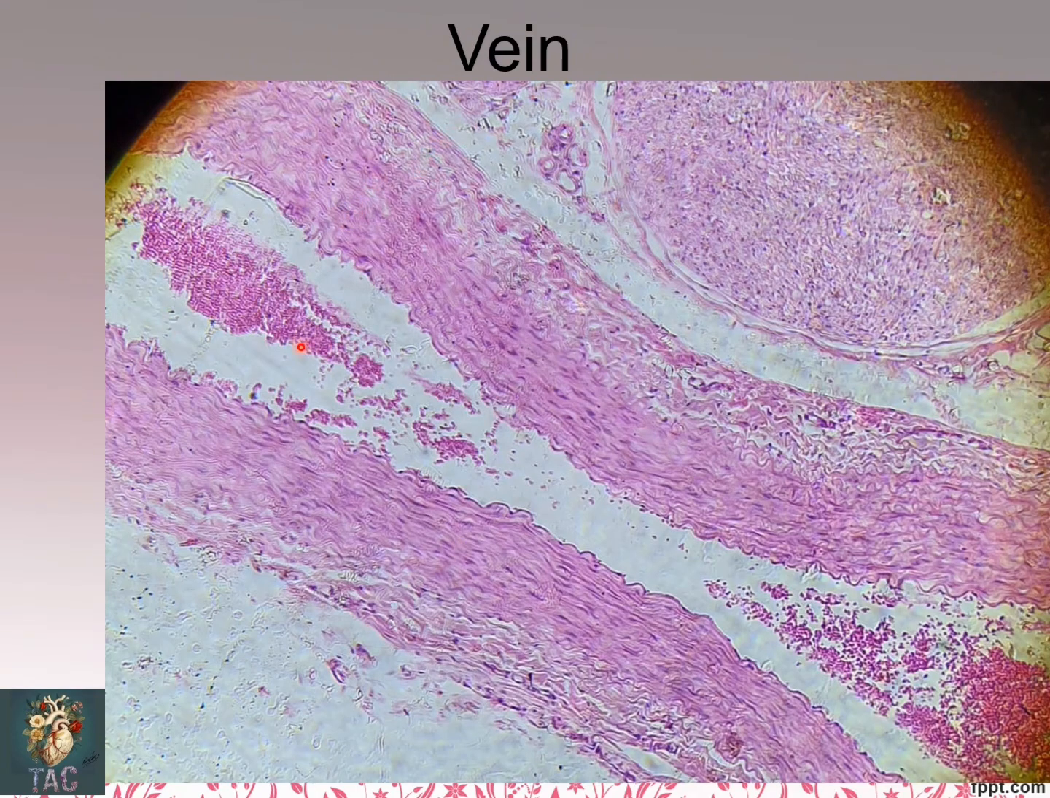In the lumen you can see the blood RBCs which are present, and here you can see a section of the nerve which is also present in addition to the vein, because you know in the body the neurovascular bundle is present, so you can see both the blood vessels as well as the nerve in a section.